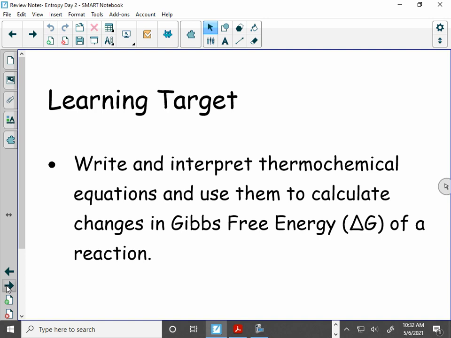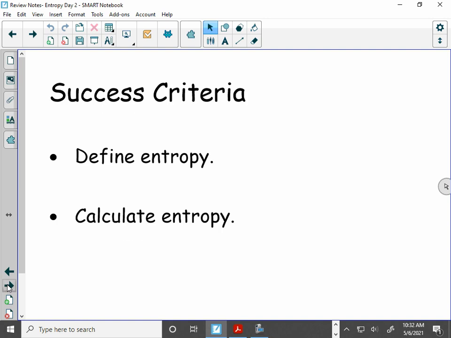So what you're going to see, we're going to do entropy today. Tomorrow you'll have a video over enthalpy, and we'll do enthalpy then on Monday, and the two of those are used to calculate this Gibbs free energy. So we're going to use the entropy and the enthalpy to hit this learning target about Gibbs free energy. Now our success criteria is simple, short and sweet: define entropy and calculate entropy.